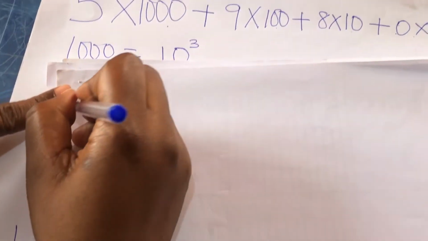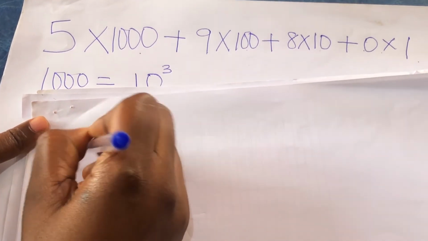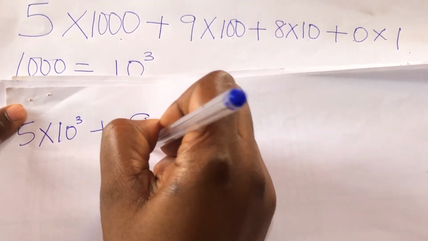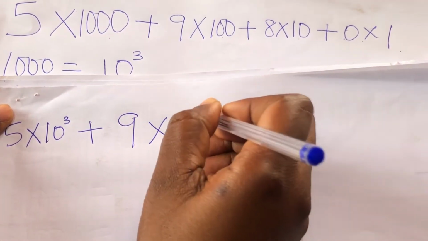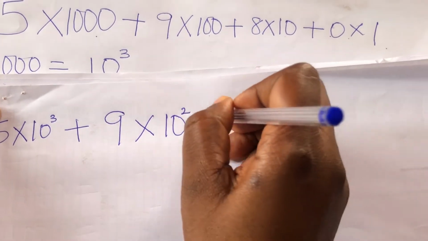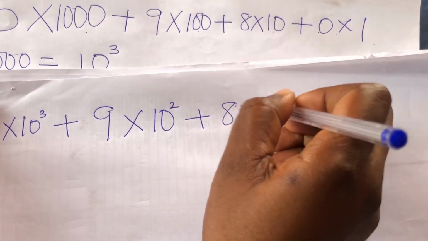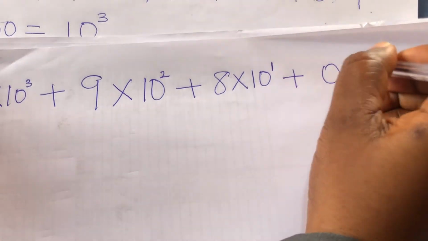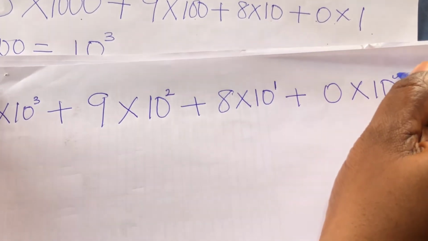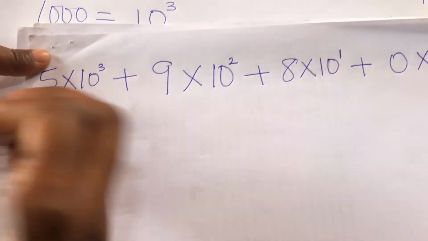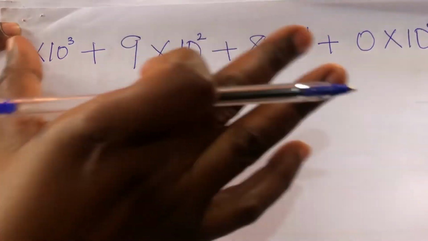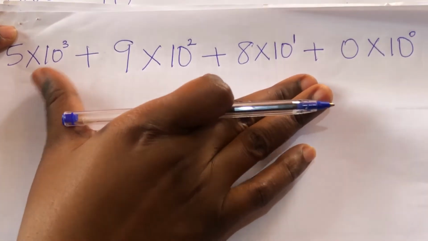So 5,980 can now be written as 5 times 10 raised to the power of 3, plus 9 times 10 raised to the power of 2, plus 8 times 10 raised to the power of 1, plus 0 times 10 raised to the power of 0. So that is how to expand it. So we are almost there. We are in number bases now.